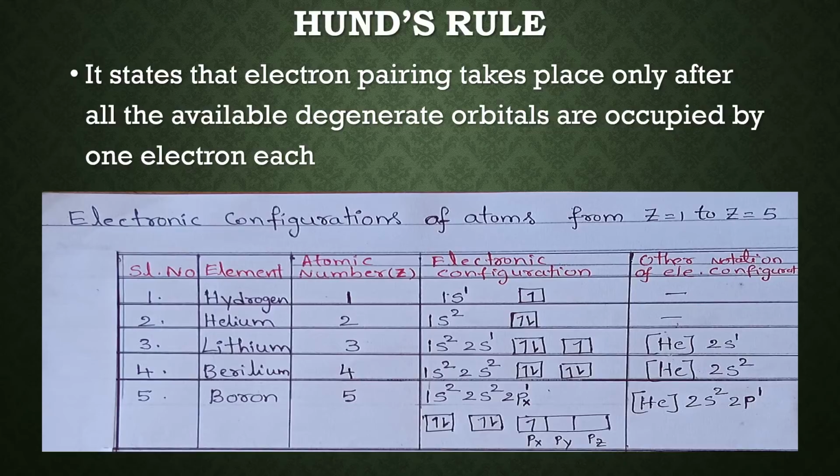Next, beryllium. Atomic number is 4. Electronic configuration is 1s2, 2s2. In other words, [He] 2s2. Boron. Electronic configuration is 1s2, 2s2, 2px1. Total 5 electrons. Atomic number is 5. And the notation [He] 2s2, 2p1.